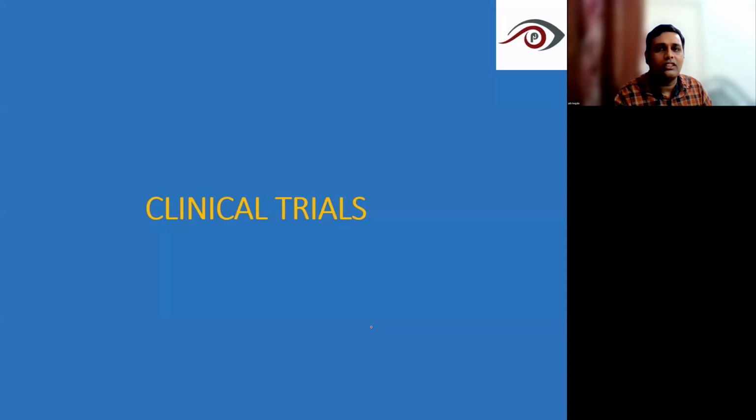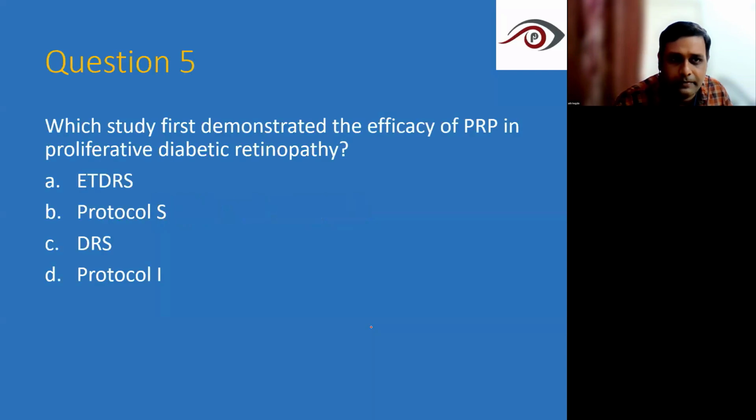So after discussing all this, let me share some of the clinical trials, the most common landmark trials which made lasers popular, and the latest trials. So it comes to my last question. Which study first demonstrated the efficacy of PRP in proliferative diabetic retinopathy? Is it the ETDRS study? Is it Protocol S? Is it the DRS, or Diabetic Retinopathy Study, or Protocol I?